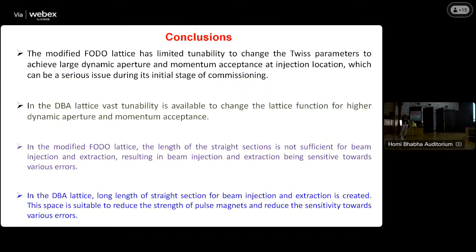So this is the conclusion. The modified lattice changes this parameter, but in the DB lattice we can get a large amount of aperture and dynamic acceptance. In the modified lattice, the range is not sufficient, but in the DB lattice it is sufficient as it is available.